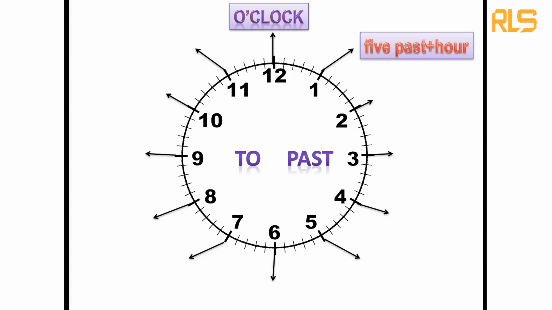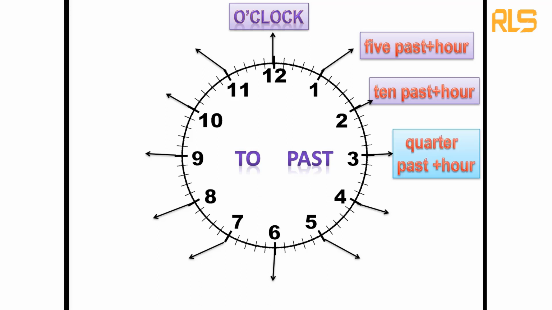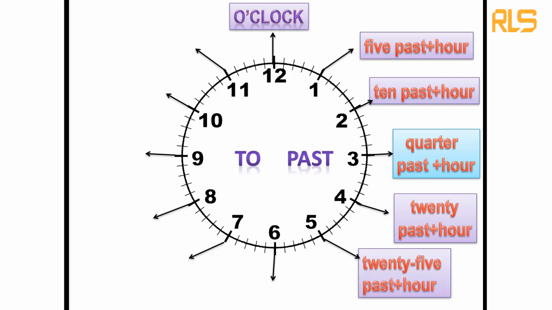Past 2 is the hour 2. Next: 10 past 2. Quarter is a quarter, so quarter past 2. 20 past 2. 25 past 2. Half past 2.